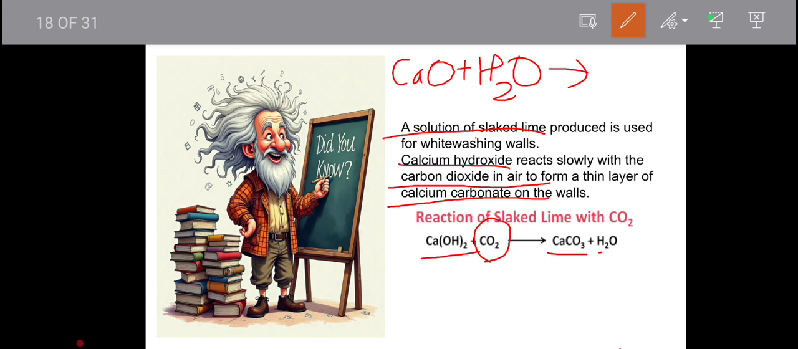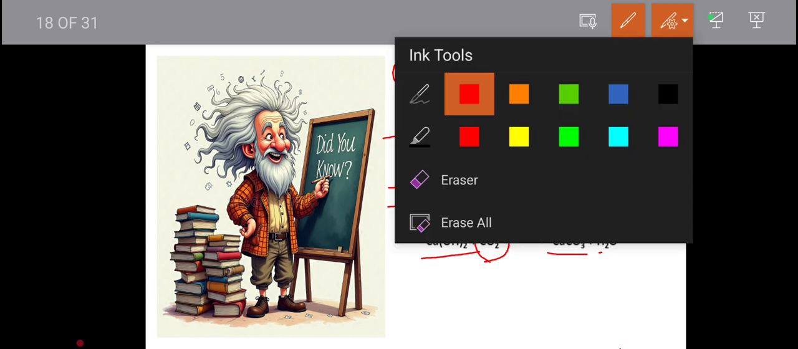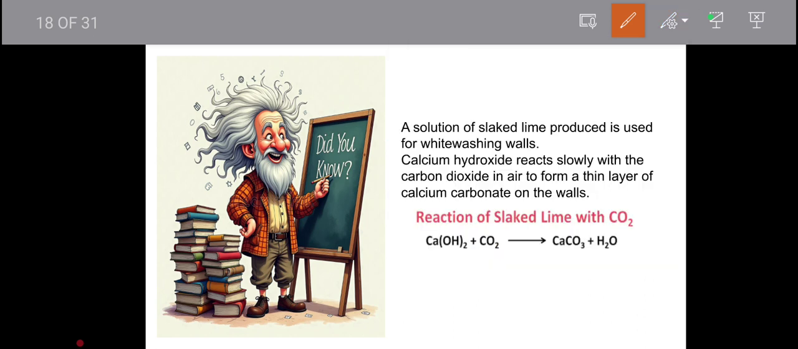Got it? As a result of whitewashing, it will be reacting with the carbon dioxide and forms a layer of calcium carbonate. So this is also a very important question from the board exam point of view. Now let's move to the next slide.